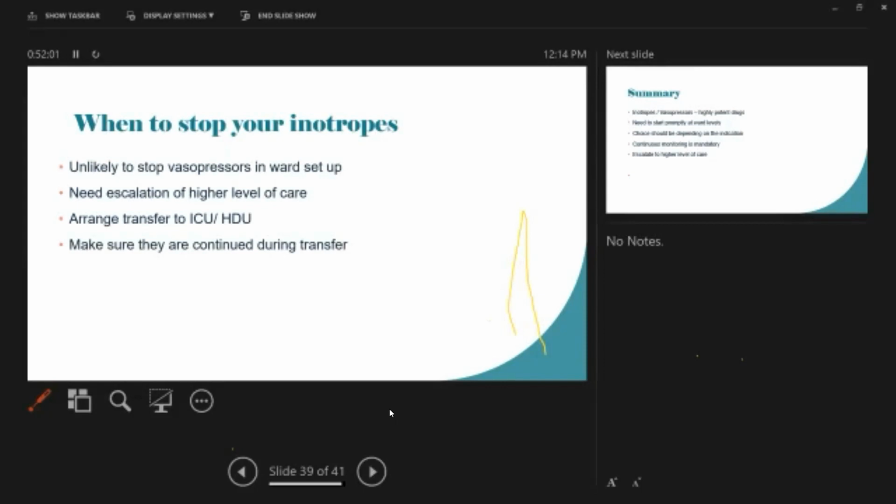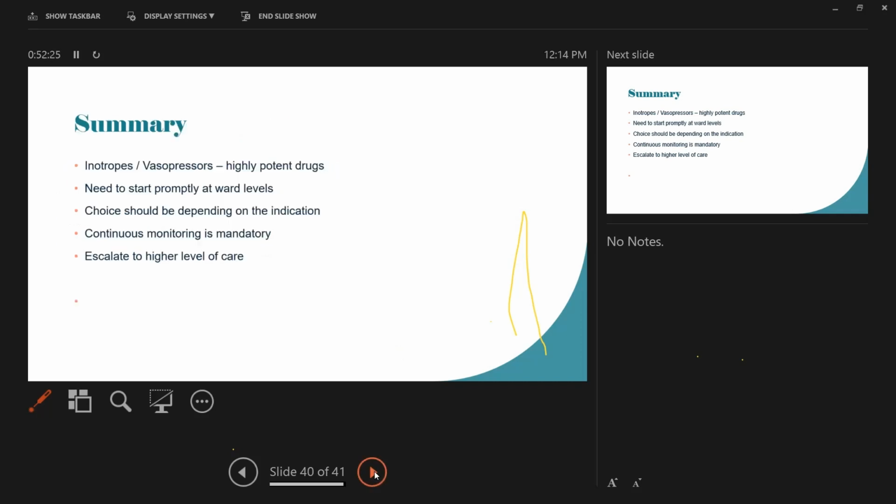So continuous blood pressure monitoring will be there, and therefore you can come down on the doses, and later you can wean off your inotropes completely. Okay, so that is when you have to stop your inotropes. After your patient is improving, or if your patient is dead, then you can stop your inotropes. So that is all I have to tell about inotropes, the practice in the ward setup.